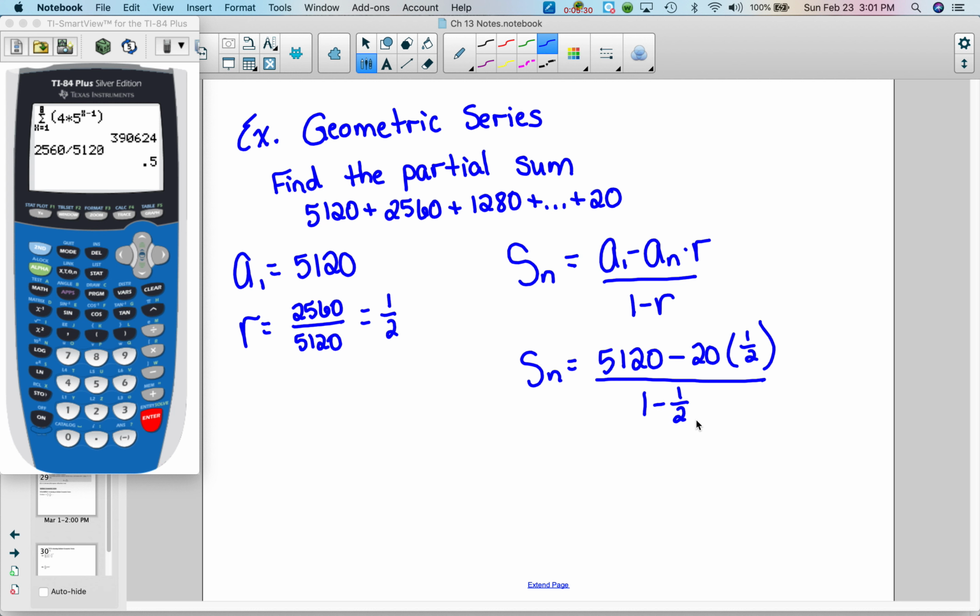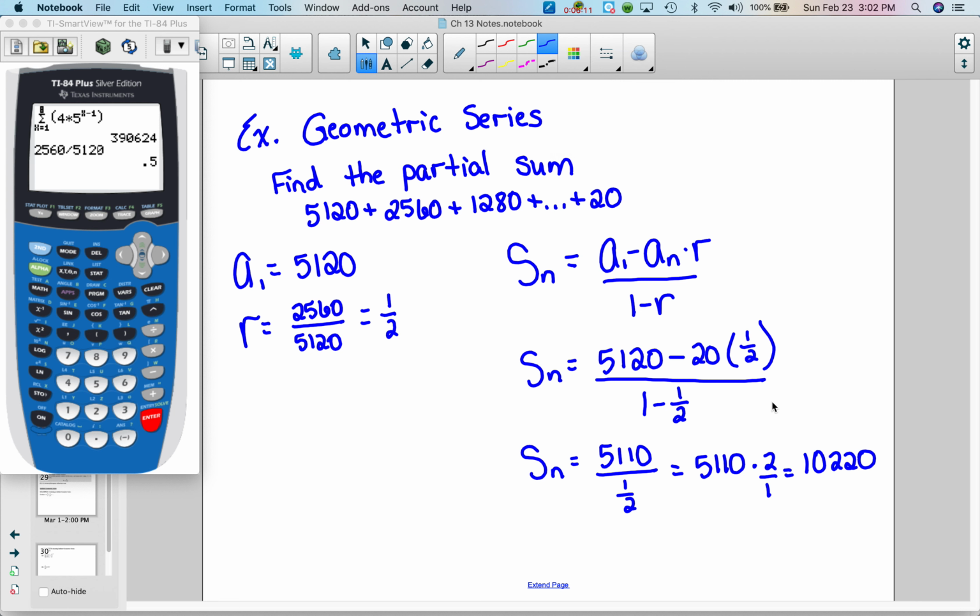Looking at my notes of the way I did this problem before, I used the other formula for S sub n, and I'm telling you, knowing the second formula that is an option makes things much easier. So this is just 10, so 5,120 minus 10 gives us 5,110, and then we are dividing that by a half. Remember, when you divide by a half, it's the same as multiplying by 2. So we get 10,220.